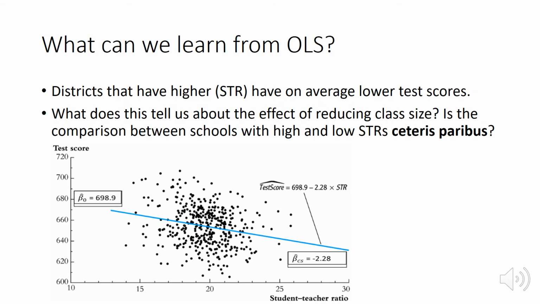So what are we learning from this statistical technique? That school districts that have higher student-teacher ratio have, on average, lower test scores. This regression, this statistical technique, is telling us that there is a negative relationship between test score and class size. All else being equal.